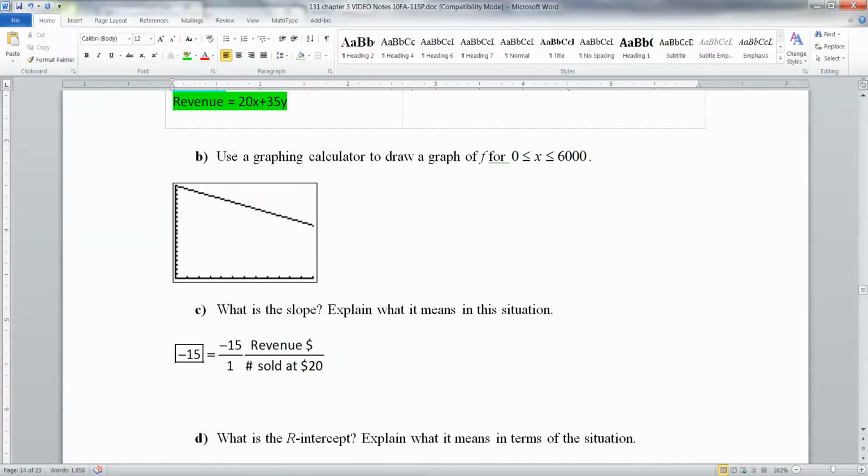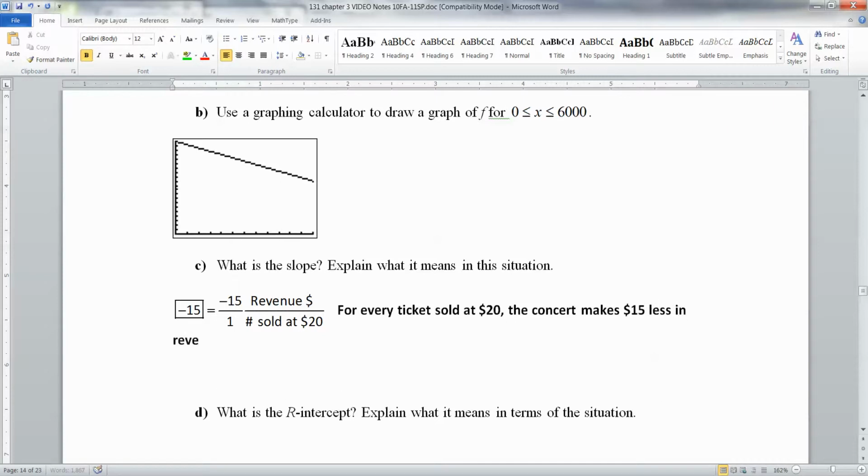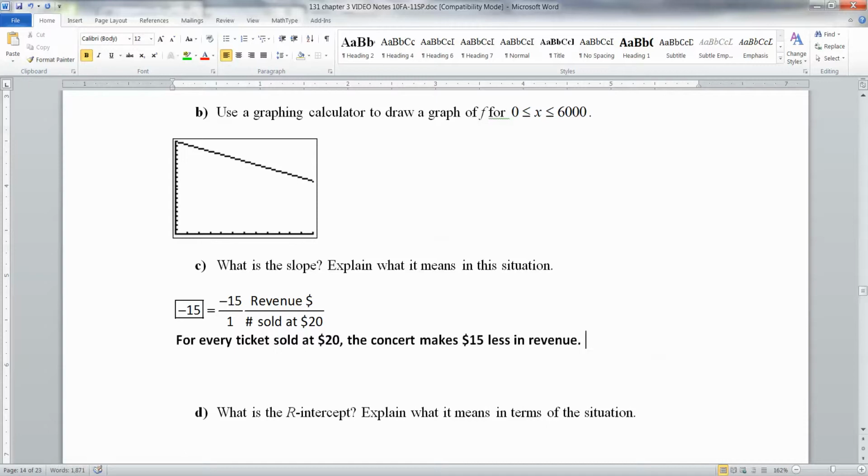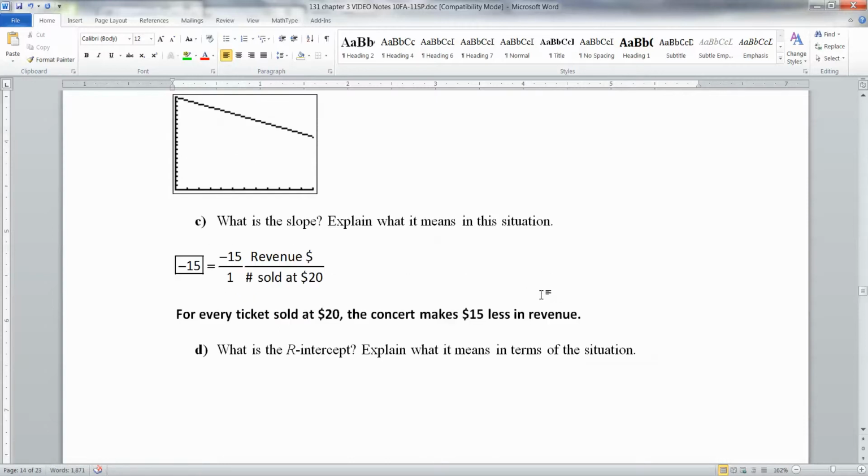Okay, so what does this mean? So what you're doing is you're saying, look, I can see it's going down at a steady pace, and that negative 15 is that steady pace. What does it mean for the sake of this concert? It means for every ticket sold at $20, the concert makes $15 less in revenue, right? Because every time you sell a ticket for 20 bucks, that means you're not selling it for 35 bucks, which means you lose 15 bucks every time you sell a ticket at 20 bucks.